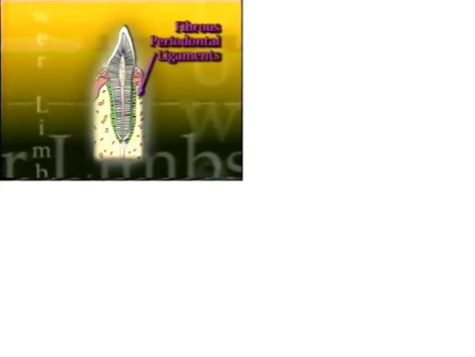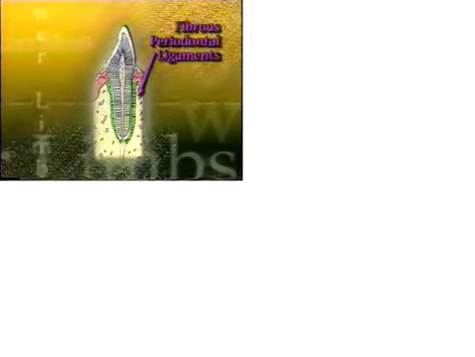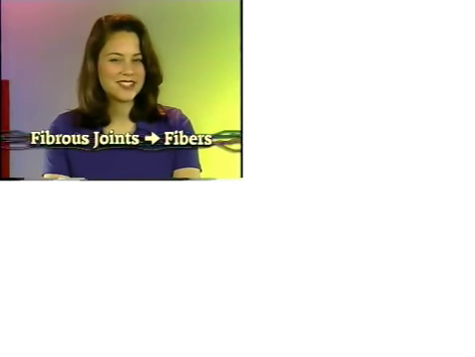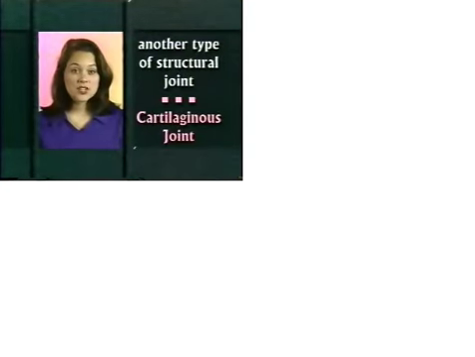Gomphoses are the joints that connect the teeth to their tiny bony sockets in the jaw. They are attached with fibrous periodontal ligaments. Are you catching a trend here? Fibrous joints use fibers. Another type of structural joint classification is the cartilaginous joint.